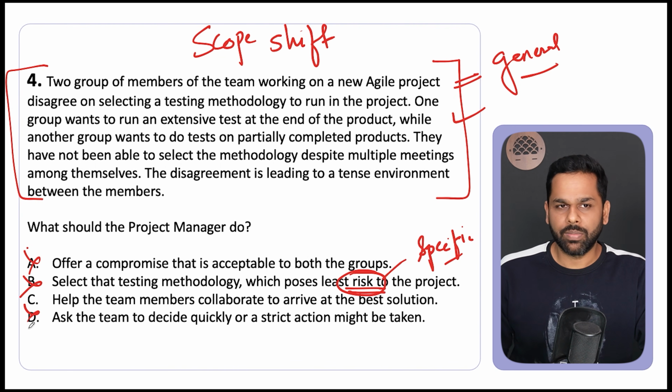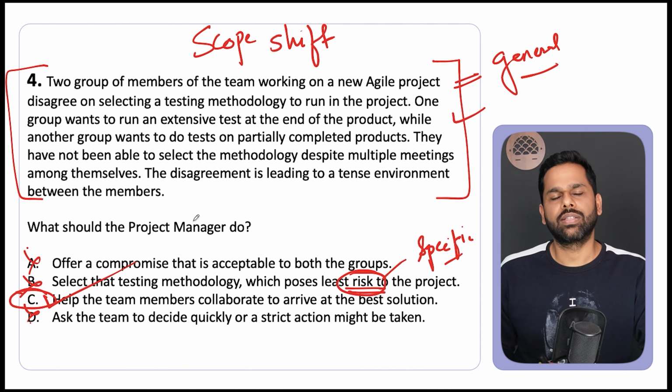Okay. That way you'll be able to eliminate it. B we have already eliminated. C is left. C is the best choice.